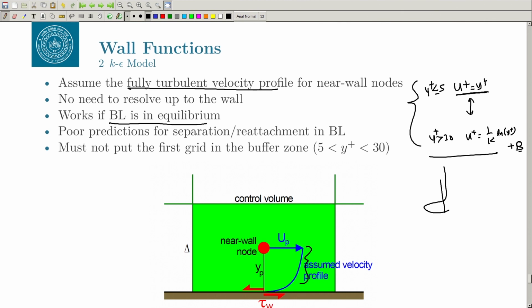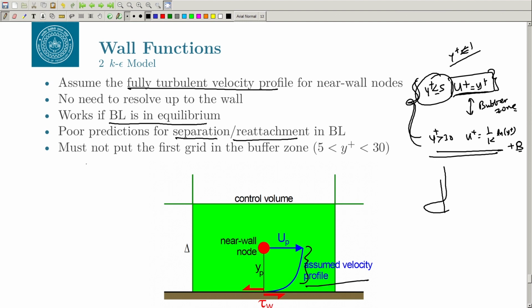The advantage here is that you do not have to resolve all the way to the wall. If you want to resolve the region where y plus equals u plus, you need at least 5 grid points, at y plus equal to 1, 2, 3, 4, 5, so that you can resolve the linear law. Similarly, you would also have to resolve the buffer zone in between. Instead, you could use a wall function to model this entire thing using an assumed velocity profile for a turbulent boundary layer and just solve it. Of course, it will give you a poor prediction for separation and reattachment.